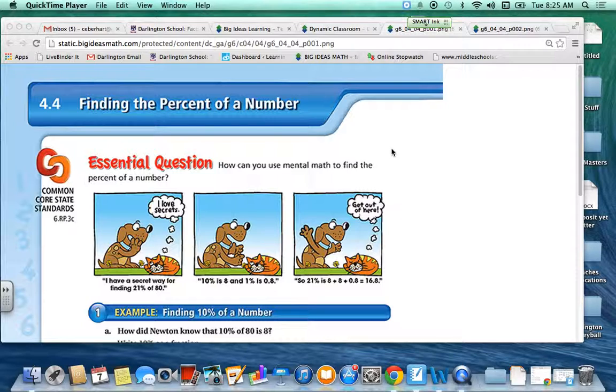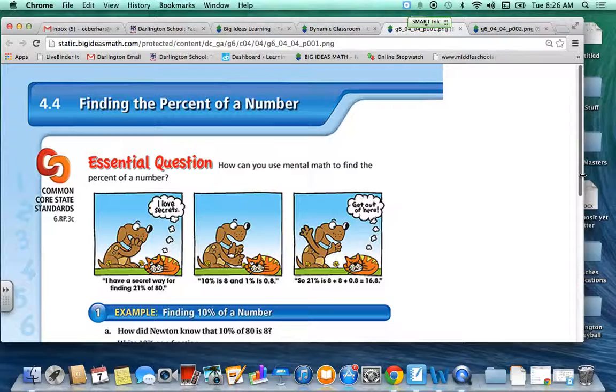So look at the comic here. It says, "I love secrets." And the dog ends up saying, "I have a secret way for finding 21% of 80." And then he goes to explain 10% is 8 and 1% is 0.8. And then 21% is 8 plus 8 plus 0.8, which is equal to 16.8. Obviously the cat looks really excited, says get out of here, but let's explain how that dog came up with that. The dog is correct. Let's figure out how he did that.